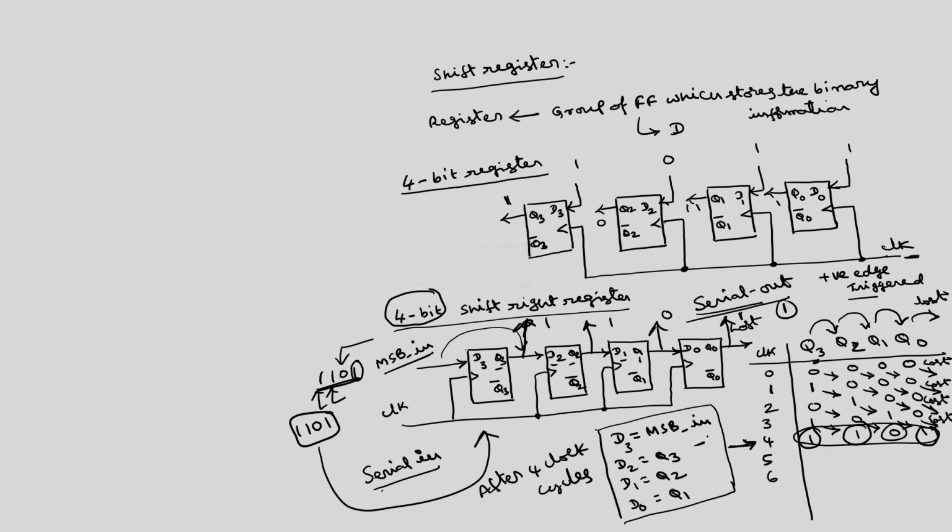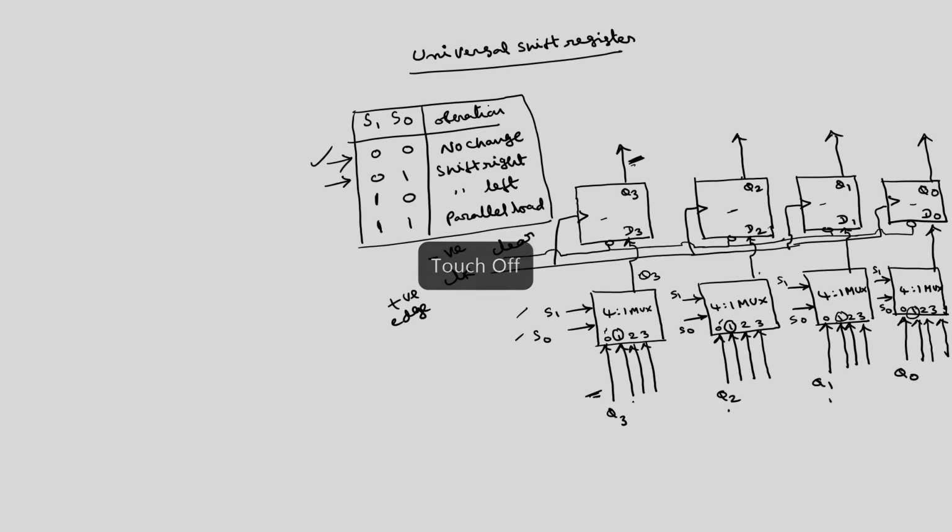For shift right, D3 will be MSB in, D2 is Q3, D1 is Q2, D0 is Q1. So, MSB in, Q3, Q2, Q1. This is the point where we have to apply MSB in, and this is Q3, this is Q2, this is Q1. There is a connection, so I am not showing those connections.